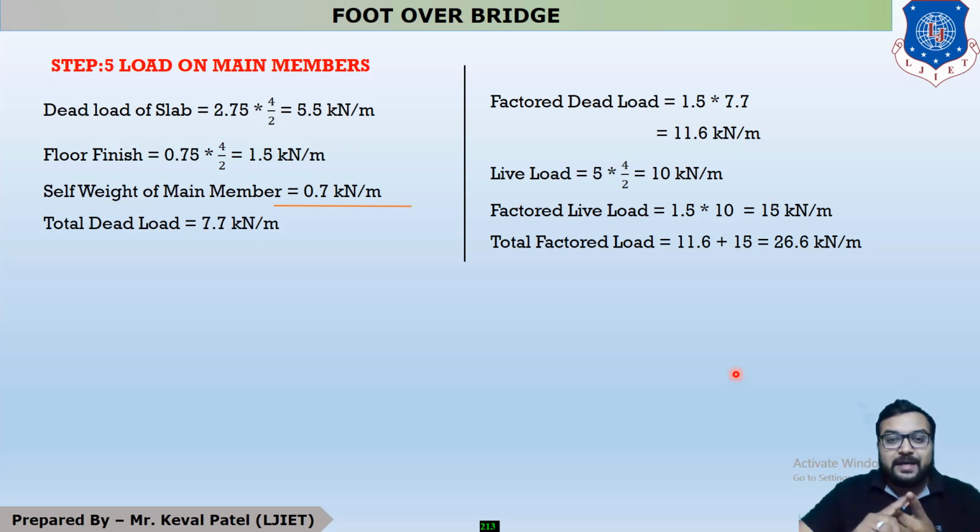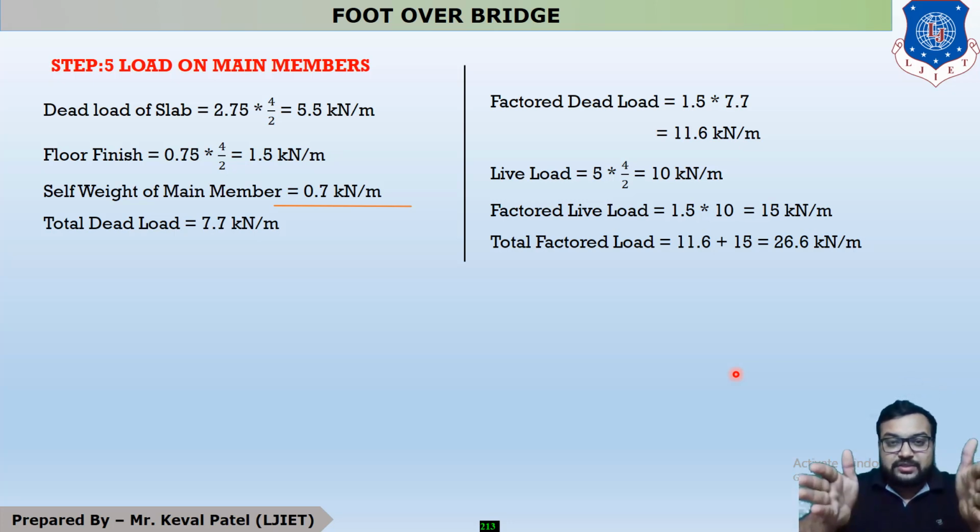The first load is dead load of slab. Now what is the value of dead load of slab? You all know that it is clearly mentioned that you have to use an RCC slab. The density of RCC is 25 and the thickness of RCC is 110 mm. So it is 25 into 0.11, because 110 is in mm and we have to convert mm to meter. The answer of 25 into 0.11 is 2.75.